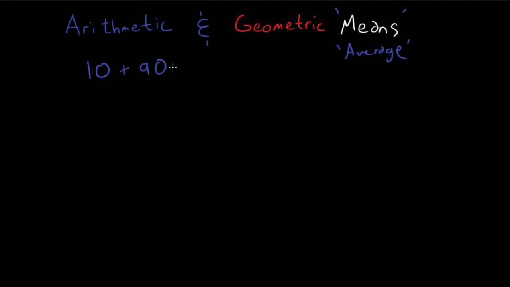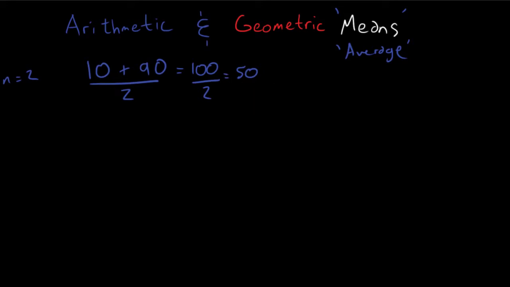So I think we know how to do this. We would just add the two numbers together, and then we would divide. If we want to get really fancy, we would say that the number of terms, n, is 2. So we divide by 2. 100 divided by 2 is equal to 50, and that would be our arithmetic mean.